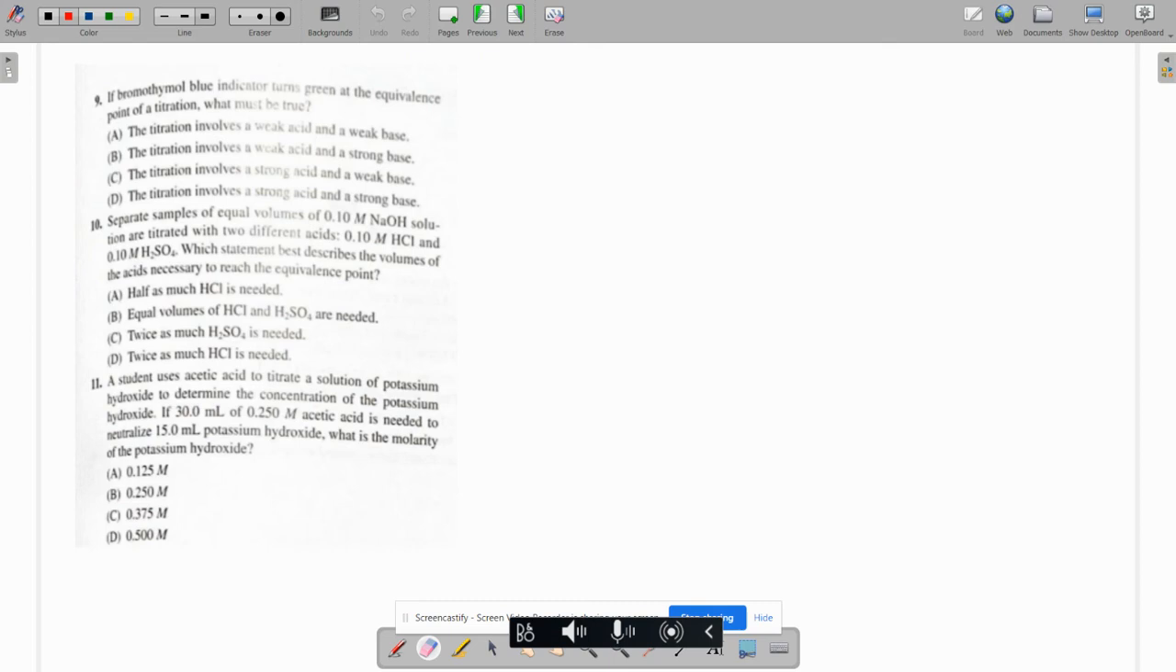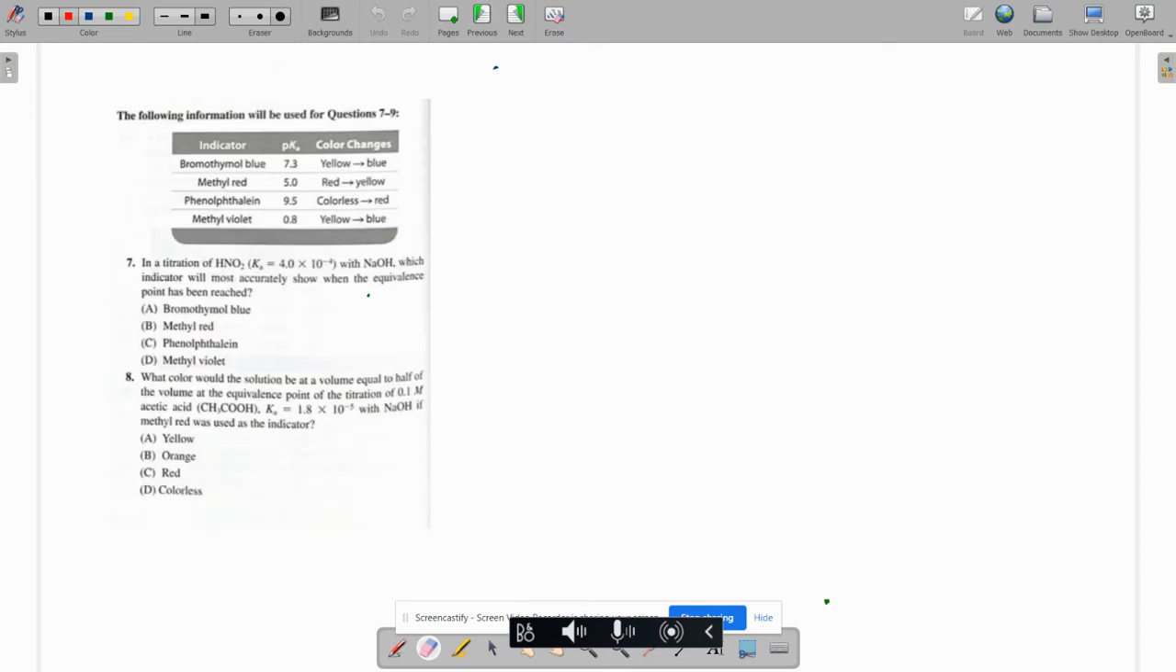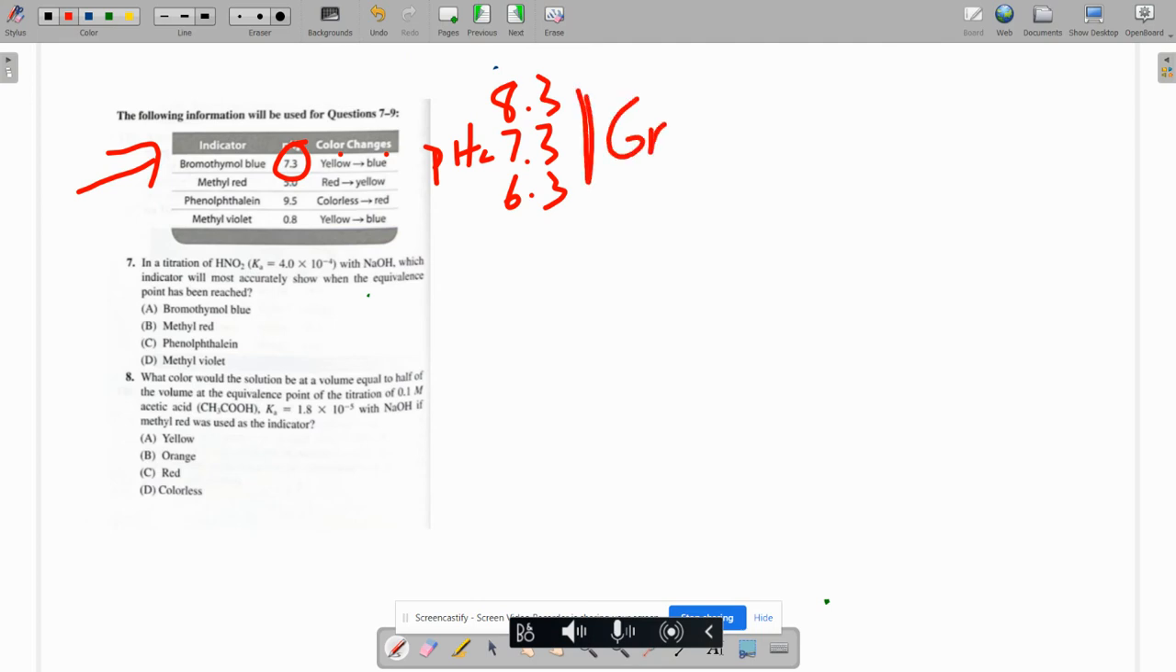So number 9, another indicator question. It says if bromothymol blue turned green at the equivalence point of a titration, what must be true? So I'm going to go back for a second. Bromothymol blue has a pKa of 7.3, and green, of course, is a perfect mix of yellow and blue. So basically, at a pH of 7.3, its pKa, and then 1 pH unit below, 6.3, and 1 pH unit above, 8.3, that's basically when it's going to be green.